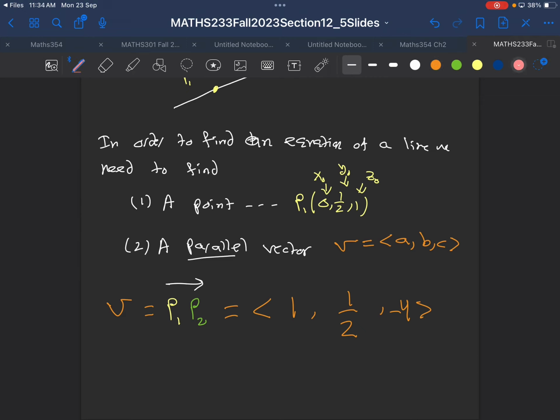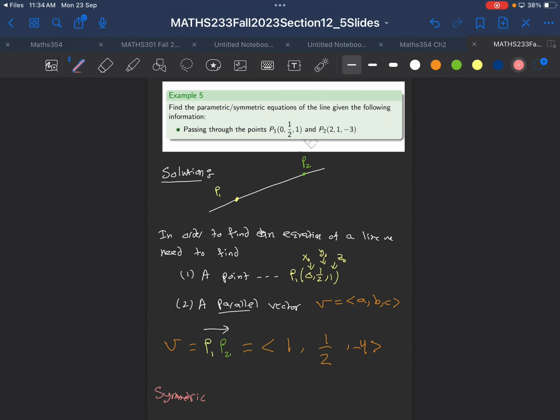And what is the equation of the line? Let me do here the symmetric one. Symmetric equation of a line.